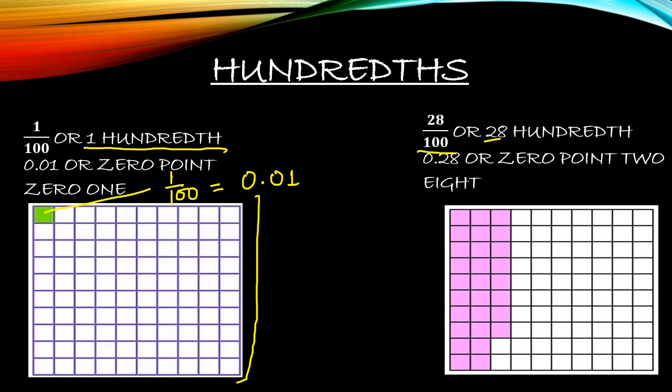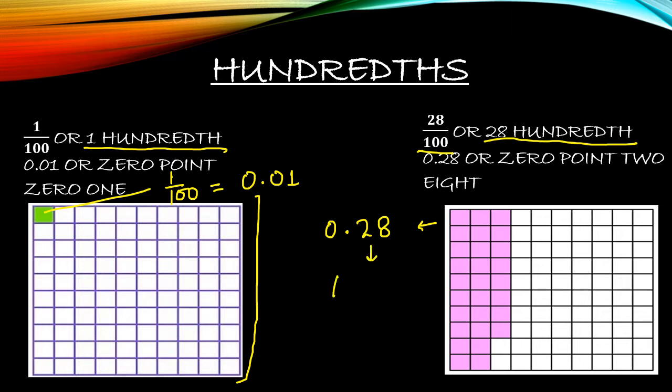Similarly, if we take 28 parts out of 100, then the fraction for it will be 28 upon 100 or 28/100th. In decimal form, we can write it as 0.28. Remember, whenever we read any number in decimal, each digit after the decimal is read separately.